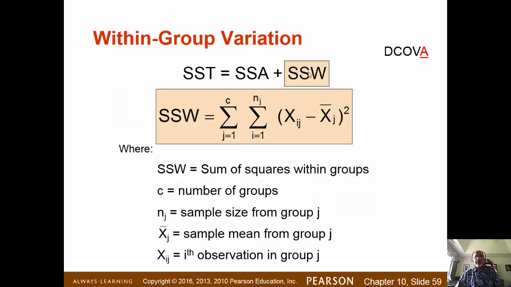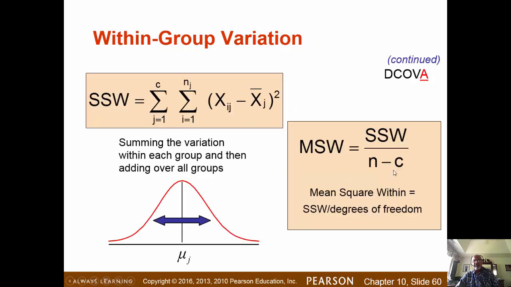Now, the SSW, within groups: within each group, you look at the difference between the individual observation and the mean within that group. Square it, and that's your SSW. The degrees of freedom for this is n minus c, with n being the total sample size of all the samples put together, minus c. Now that's your mean square within groups.